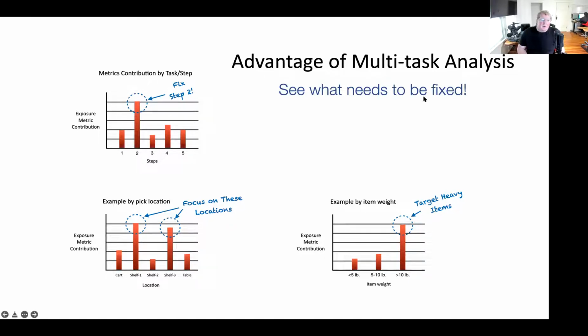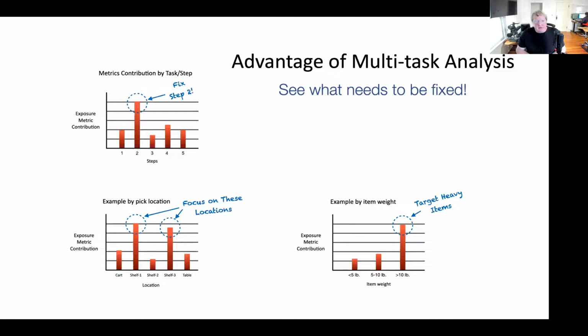Yeah. So in some of the projects where I've applied the multitask models, what's really neat is you can see the contribution of each step. With the single task models, you get a rating for the entire job or the task. But with the multitask model, you can see the contribution of each step. So in the upper left-hand part of the slide, if we have 5 steps, you can see that step number 2 has the lion's share of the contribution to the metric. So we know we need to fix step 2. It wouldn't help us that much to make an improvement to step 3.